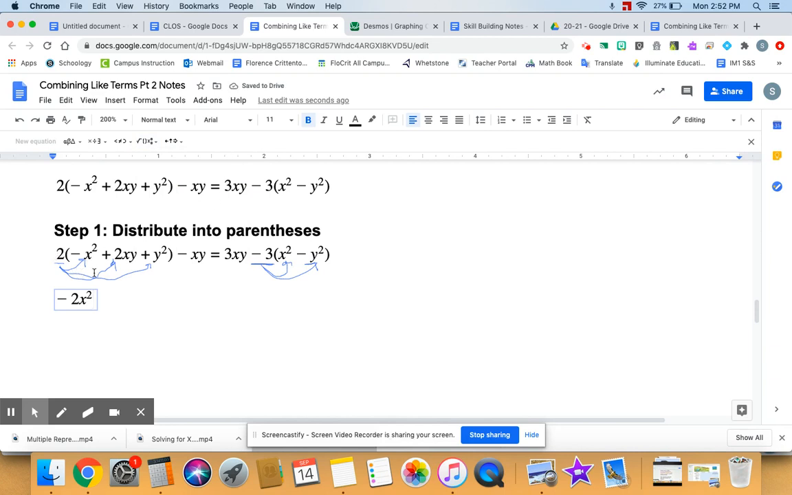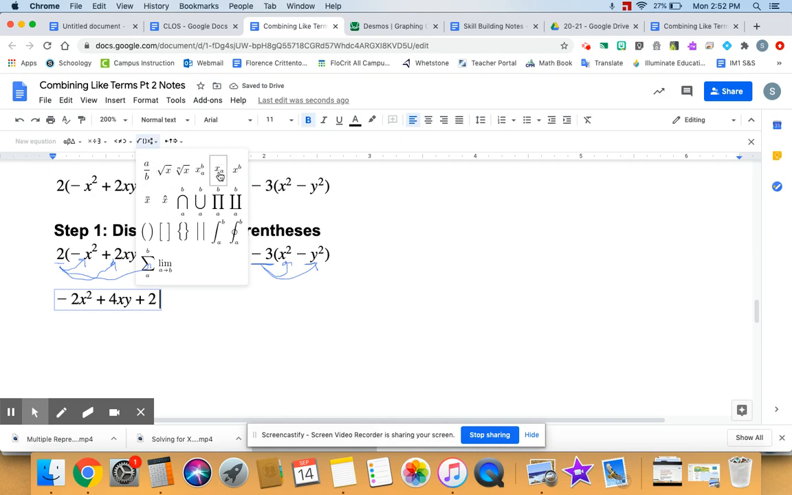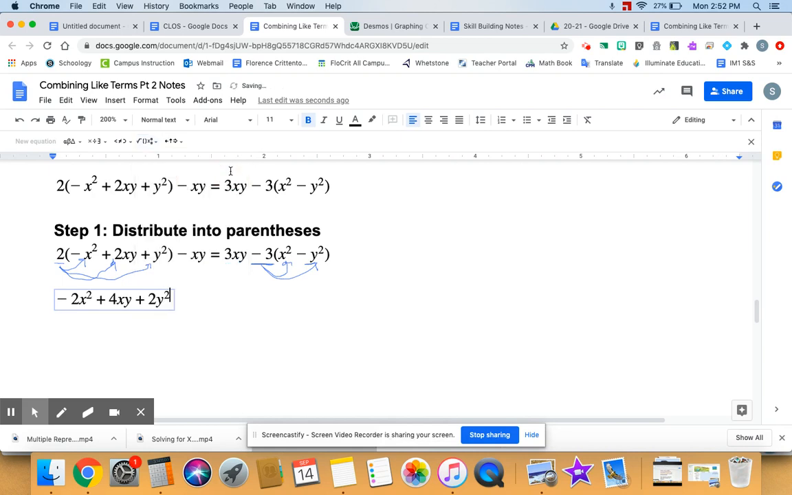Then for the next one, 2 times that 2 becomes positive 4, and they're xy's. Then, because there's no number here, it's just a 1, and that 2 times that 1 becomes a positive 2, and then there's still y squareds. Then I can't forget that I still have this minus xy that has to come down too. Then the equal sign, then the 3xy, but now the next part's a part of my multiplying.